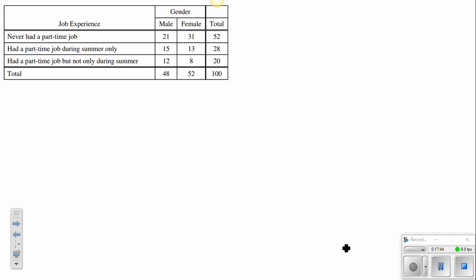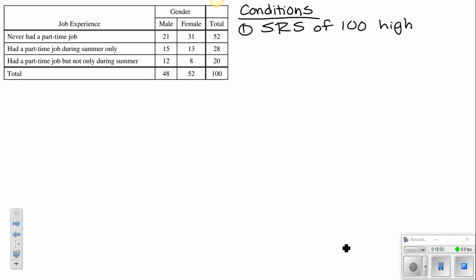All right, let's go into the next piece. We need to do our condition checks. Remember the first, and that's uniform throughout the entire inference topics, is randomness. Here we had a simple random sample of 100 high school seniors. Remember only to use SRS if it's actually an SRS. So make sure you read the stem, make sure you know how randomness was met there. And then second is the large sample size condition.